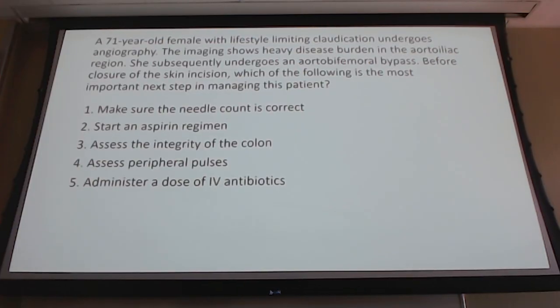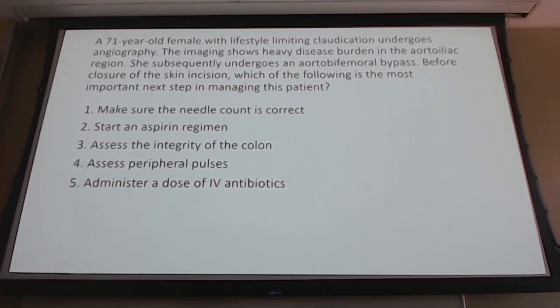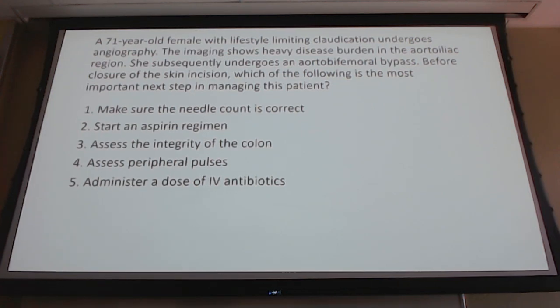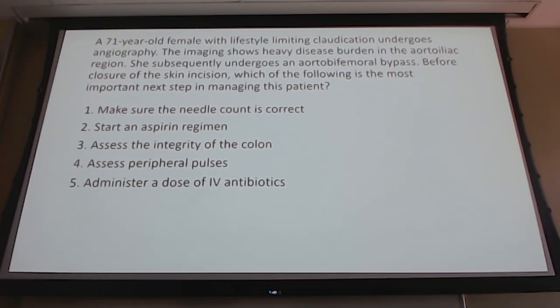Alright, 71-year-old female with lifestyle limiting claudication undergoes angiography. The imaging shows heavy disease burden in the aortoiliac region. She subsequently undergoes an aortobifemoral bypass. Before closure of the skin incision, which of the following is the most important next step to manage this patient? 4. Who wants 1, 2, 3, 4, 5?